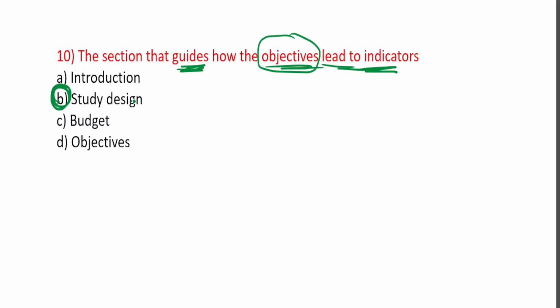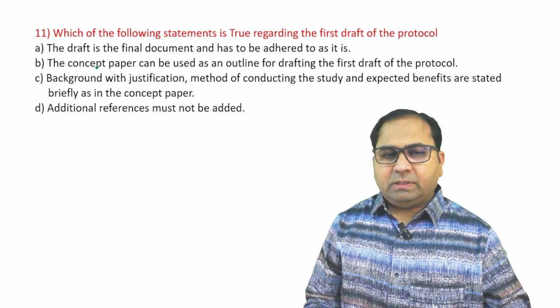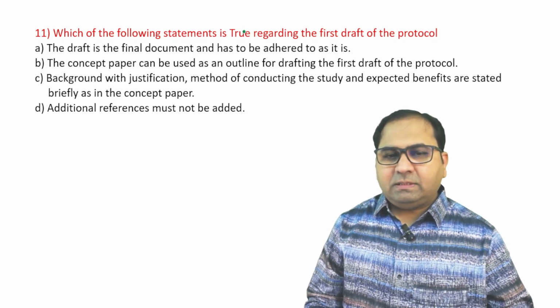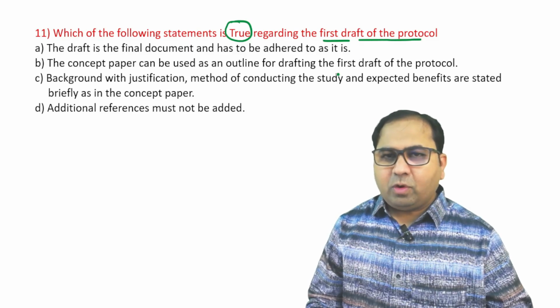So please remember the question and also the answer. The other statements in the study design paragraph are after this, like the objectives leading to indicators and to the study design. Second one will be regarding describes the type of study, and third one will describes the logistical arrangements. Next question. Which of the following statements is true regarding the first draft of the protocol?